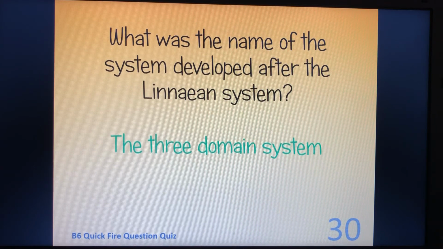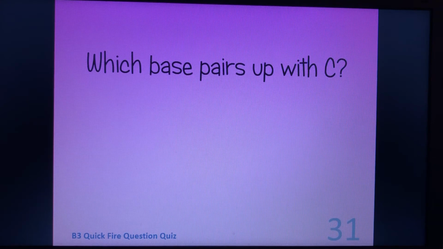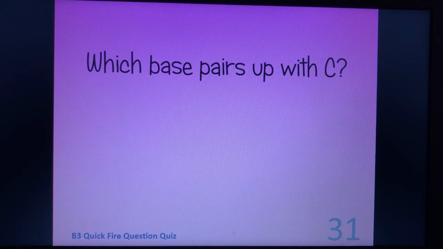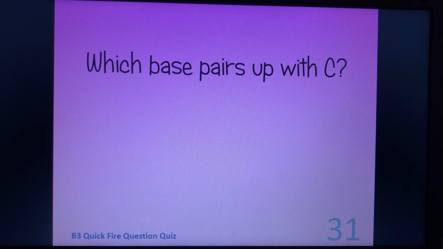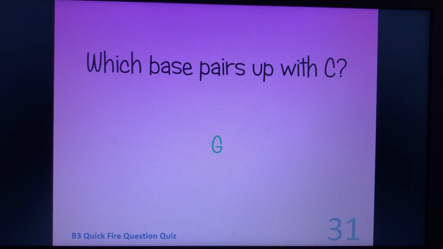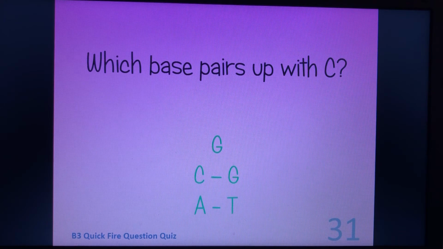We're now moving on to the triple questions. So we're now looking at question 31, and these are for triple science students only. Which base pairs up with C? Think of the shape of C, it does help you. And the answer is G. You've got that curved shape, so C with G and A with T.